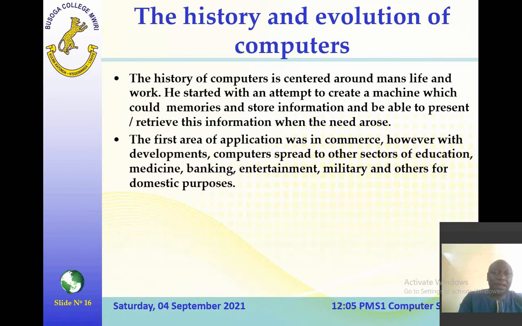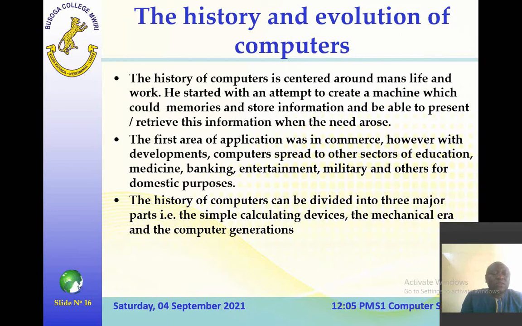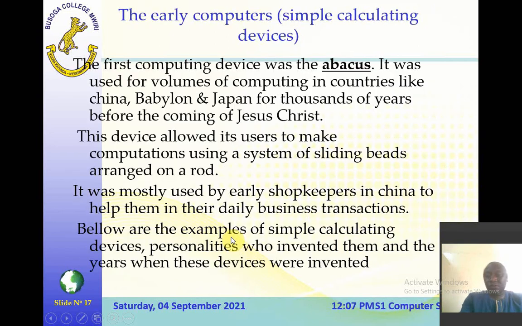So in that area, as I have said, the interest first of all was in commerce. I'll introduce to you a man who was interested in collecting taxes. The history of computers can be divided into three major parts. The first one is the simple calculating devices, and secondly we shall look at the mechanical era. Then lastly, we shall also cover the computer generations.